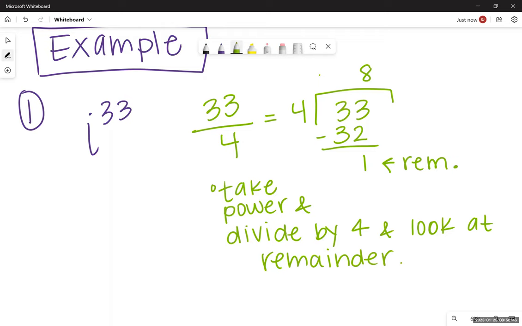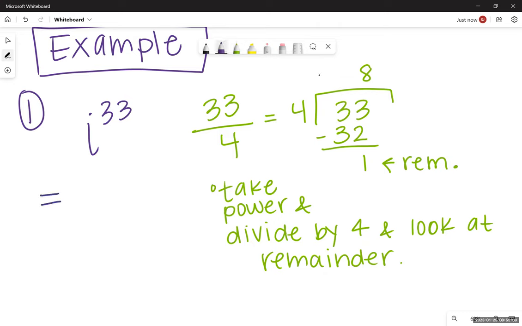I took the power and it's always 4. It'll always be 4. You always divide it by 4. The powers will change because it's asking you different questions about different powers, but the 4 never changes and where you look never changes. And the remainders will change because it's either going to be 0, 1, 2, or 3. But you always divide by 4. So if I do this, I get a remainder of 1.